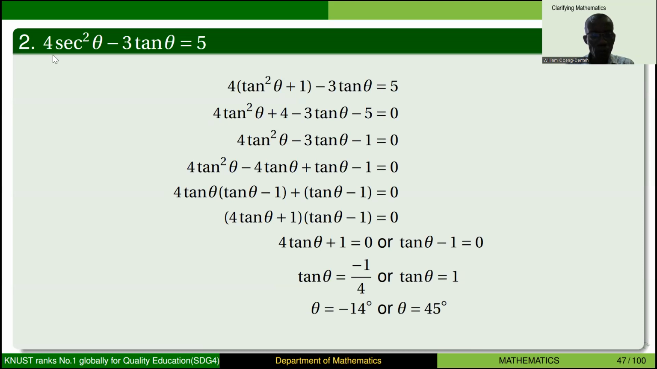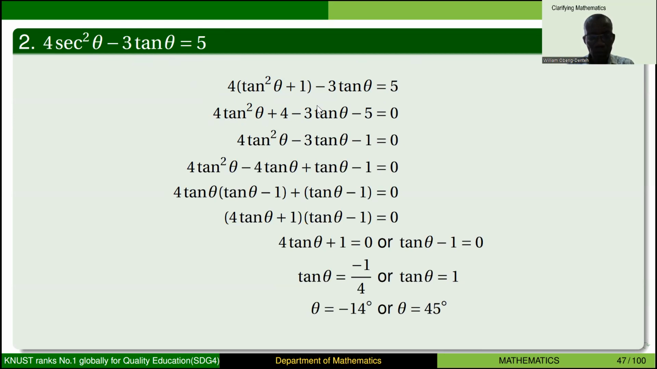We are moving on to 4 sec squared theta plus 3 tan theta being equal to 5. That is 4 sec squared theta minus 3 tan theta equals 5. So in place of sec squared theta, we are putting tan squared theta plus 1. And then we do that. So let's clear the brackets. 4 times this gives us that. 4 times 1 gives us that.